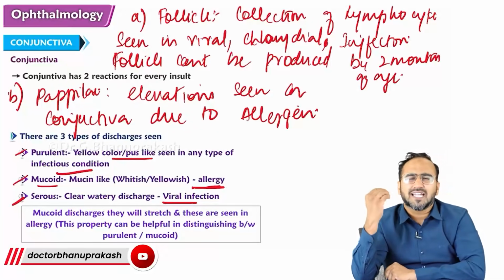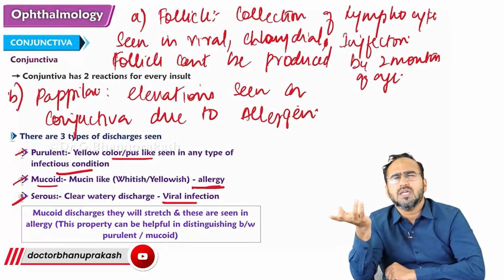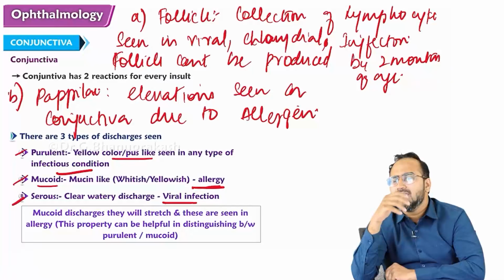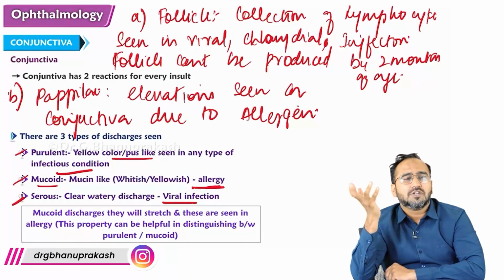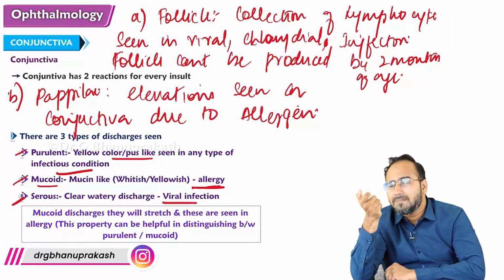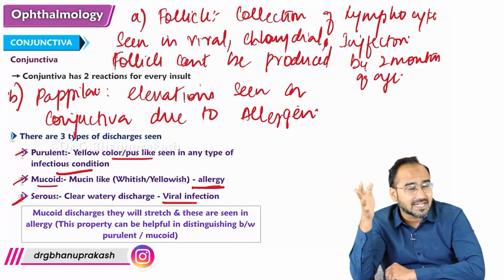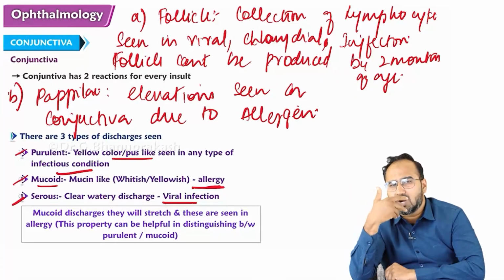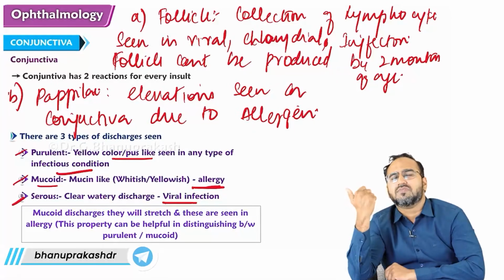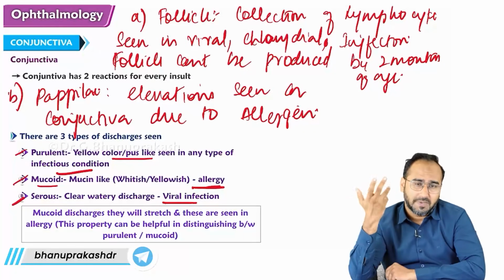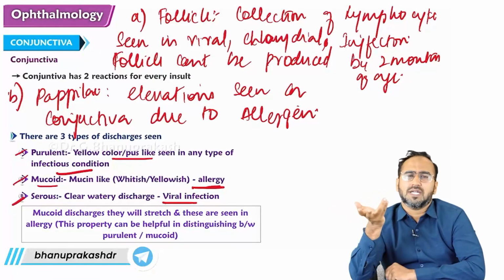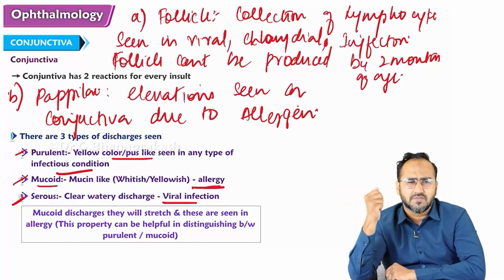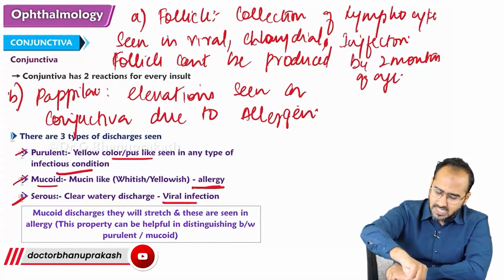So remember, guys, anything that enters the eye, our conjunctiva will have two reactions. One is the follicles, other is the papillae. Follicles are usually sent by the conjunctiva to fight against the bacterial infections, whereas the papillae are usually projections of the conjunctiva sent against the allergen. But as the fight is between the organism and the soldiers of the conjunctiva, there might be discharges seen depending upon the organism. If it is bacterial, you will see purulent discharge. If it is allergic, you will see mucoid discharge. And if it is viral, you will see what discharge, guys? You will see serous discharge.